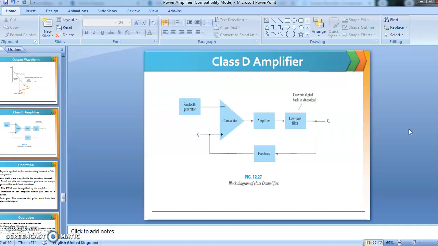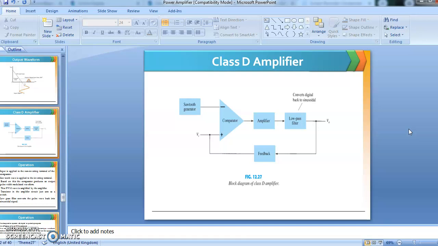Next is the class D power amplifier. This is a circuit diagram of the class D power amplifier. Here there will be a comparator. The sawtooth waveform generator is connected at the negative terminal, that is the inverting terminal, of your op amp. The output of the op amp, that is the comparator, goes to the amplifier stage.